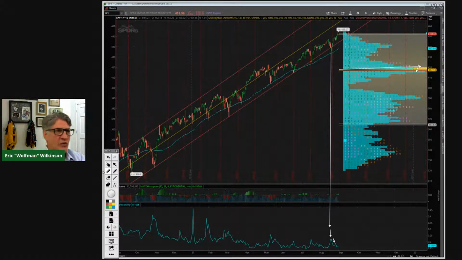We're right up there at that value area high. That's where we should start seeing some resistance, and maybe a pullback down to the trend channel again. That's where we'll reassess for a bullish move there.